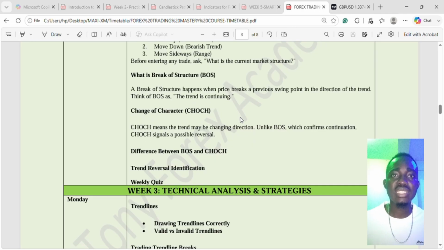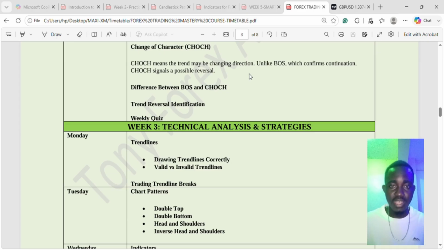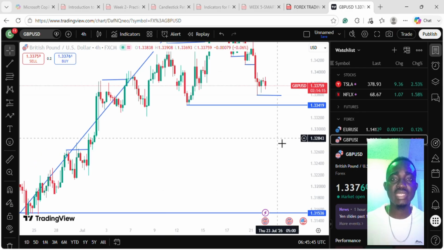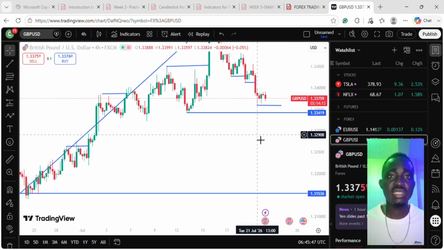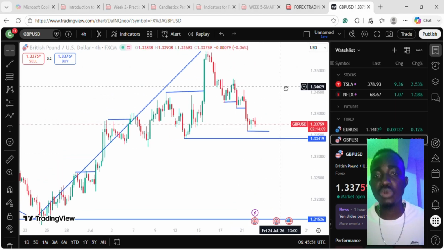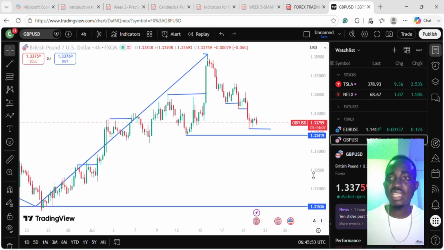Go back to the definition. Change of character means the trend may be changing direction, unlike break of structure, which confirms continuation. Okay, change of character signals a possible reversal. You can use these two concepts while doing your market structure analysis, and then you can potentially get into good trades.